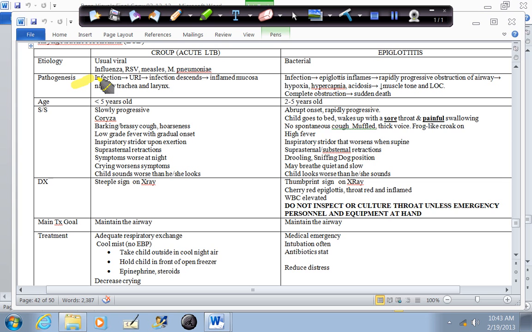With epiglottitis, it's a little different. There's an infection, the epiglottis inflames, and then you have very rapidly an obstruction of the airway, because of course that's what the epiglottis does. It obstructs your airway at times, in a healthy person, so that you can swallow food down the esophagus. But now it gets swollen and starts obstructing the airway when we don't want it to. The child will get hypoxic, hypercapnia, that's increased CO2 in the blood, and acidosis. There's decreased muscle tone and level of consciousness. And of course, if there's complete obstruction, the child will just suddenly die.